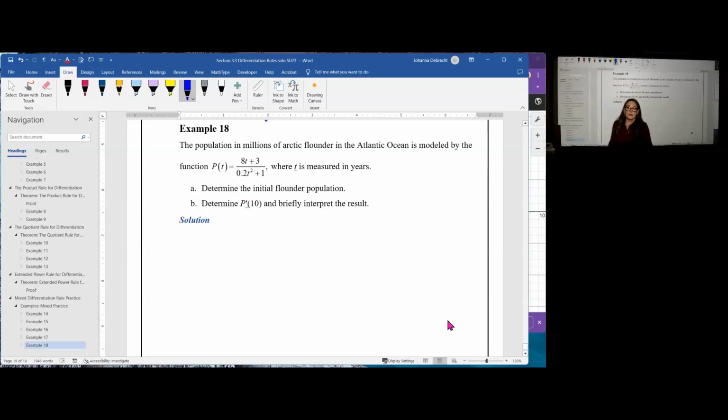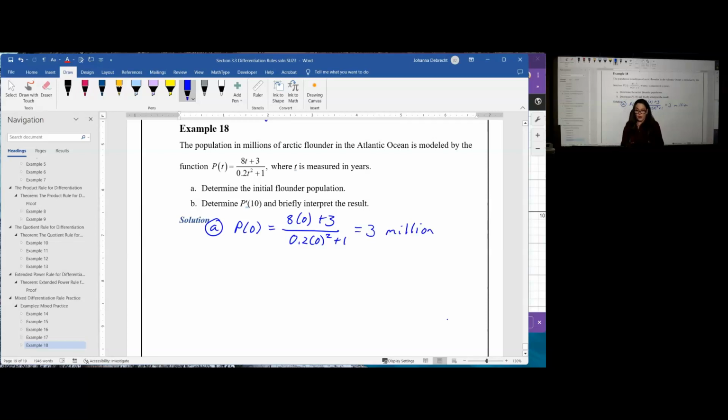The first part of this question wants us to find what the initial population of the flounder in the Atlantic Ocean is at the point in time where we start using this model. In essence, part A is asking us to find P of 0, which becomes, when we simplify our formula, simply 3. This means we actually have 3 million Arctic flounder in the Atlantic Ocean at that point in time.